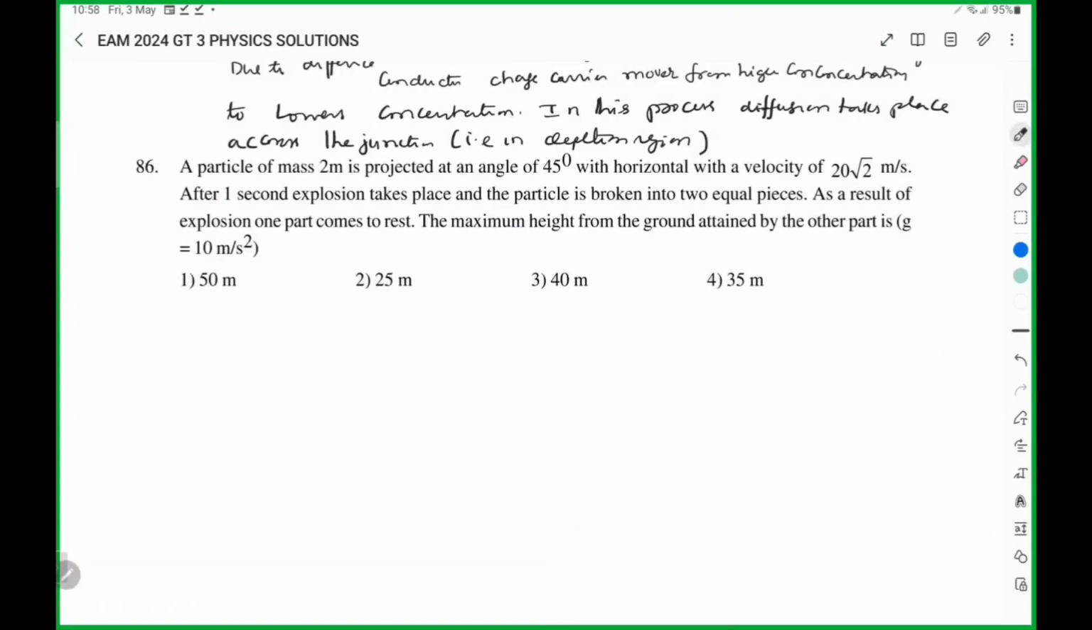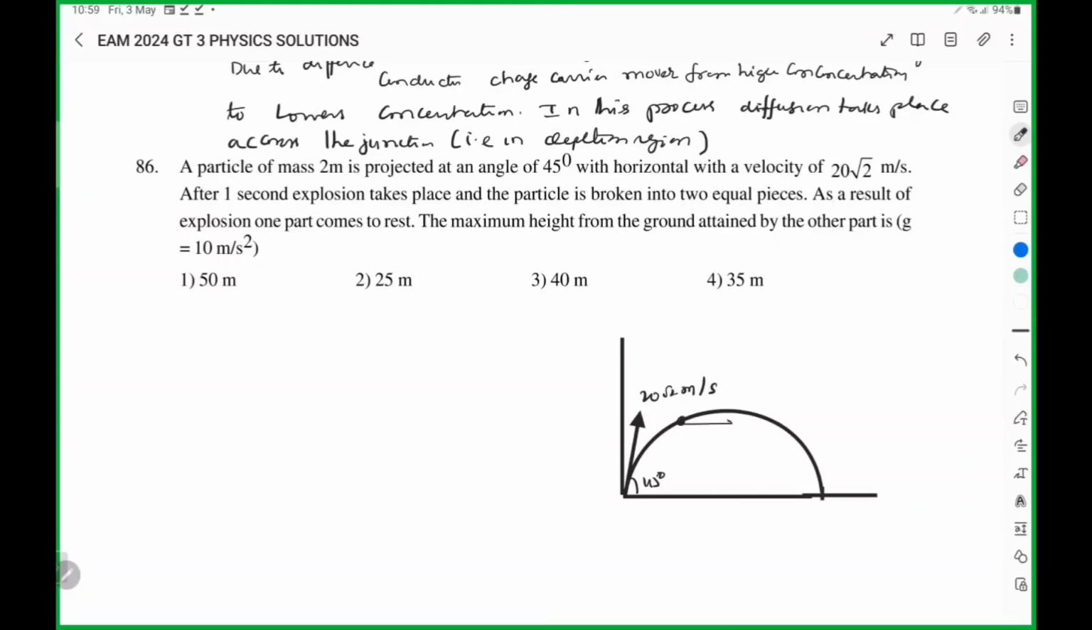Here, a particle of mass 2m is projected at an angle of 45 degrees with the horizontal with a velocity of 20√2 meters per second.